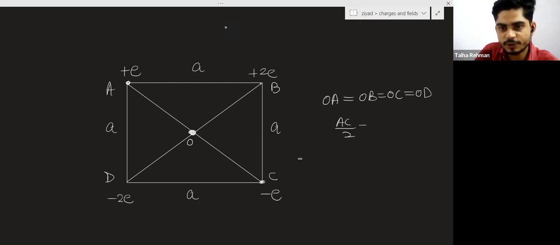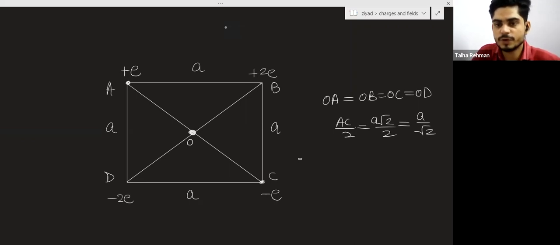divided by 2. When you calculate this AC by the right angle triangle, you will get a√2, divided by 2, and you will get the answer a divided by √2. Means all these distances OA, OB, OC, OD are equal to AC by 2, and that is a by √2.